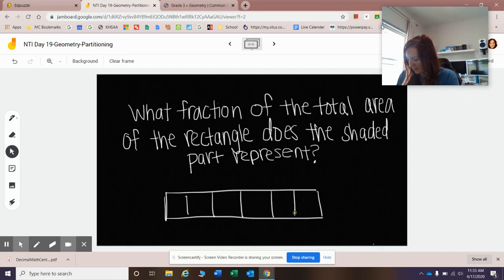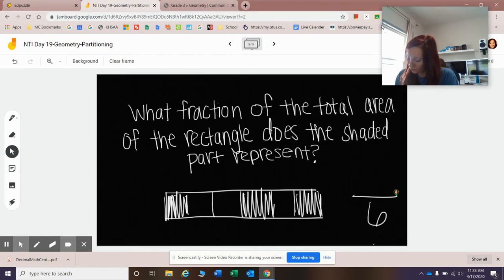Okay, perfect. And then it shaded this one, and then this one, and this one. So here we know that we have 1, 2, 3, 4, 5, 6 parts. Okay, so that should automatically become our denominator. And then the shaded part, we need to count 1, 2, 3. So your answer would be 3/6 or 1/2.